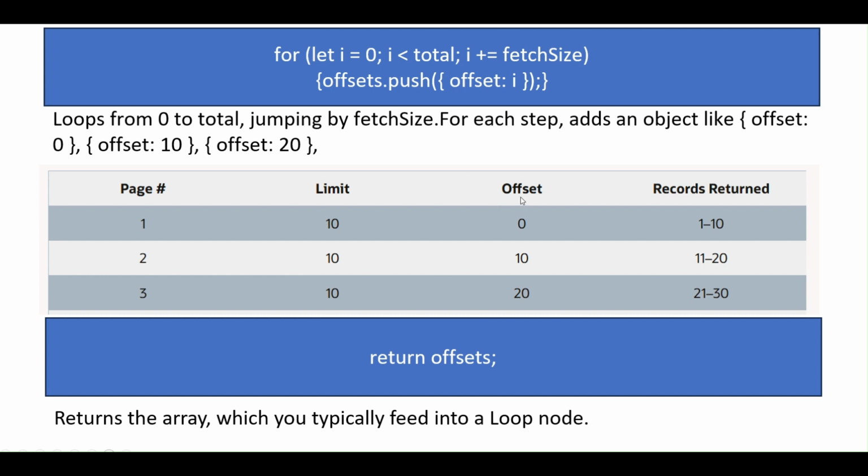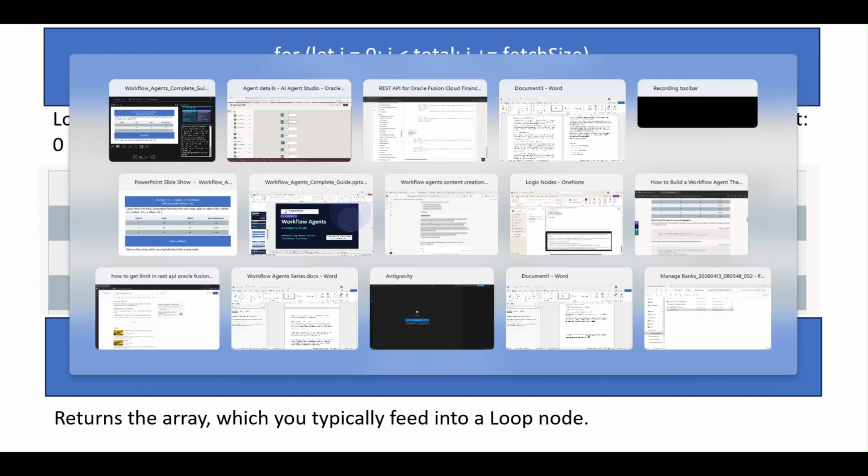So instead of this fetch size, if we set the variable as 50, then everything will automatically happen. I need not write another code, and everything will change all at once. I just need to change the variable assignment value and everything will change. So that's the power of the code node.